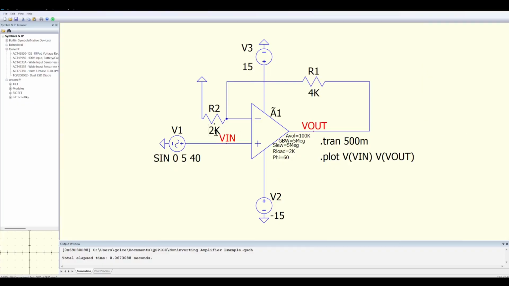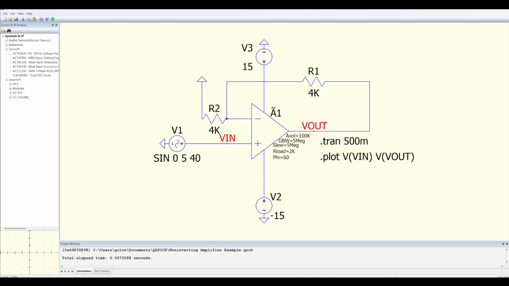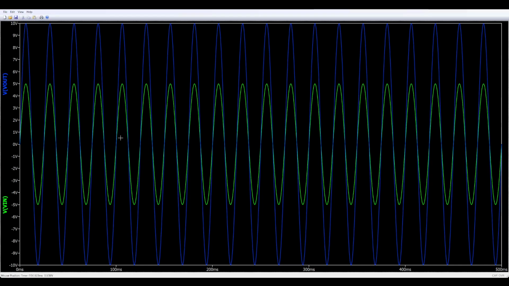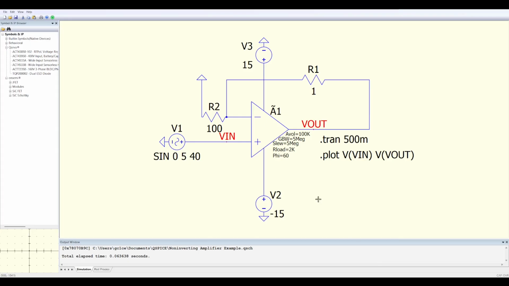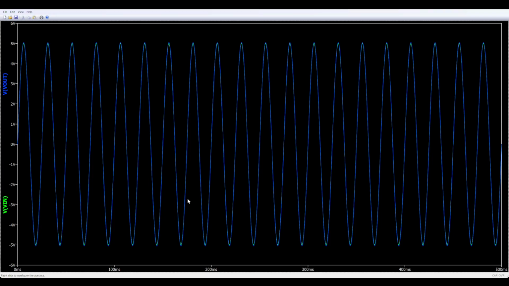So let's mess around with the values here. Let's make this 4K and 4K. All right, we're looking at a gain factor of 2 in this case. So 5 volts goes up to 10 volts, obviously still in the same phase. All right, we're going to make some adjustments here. We're now doing 100 ohms at resistor 2, and 1 ohm on the feedback resistor. All right, we've created a voltage follower here, as you notice, same phase, basically the same amplitude.